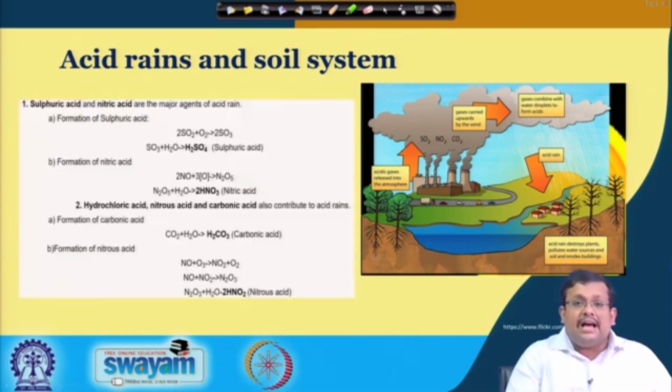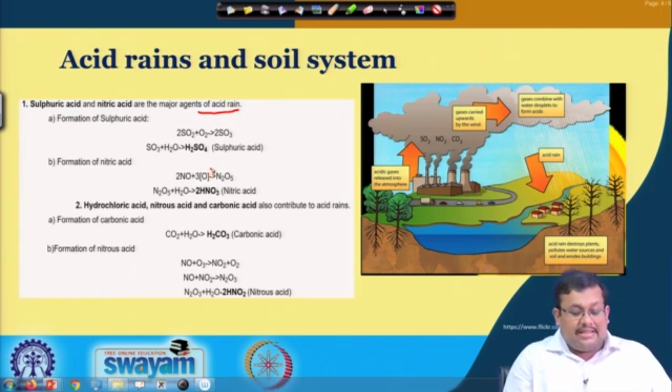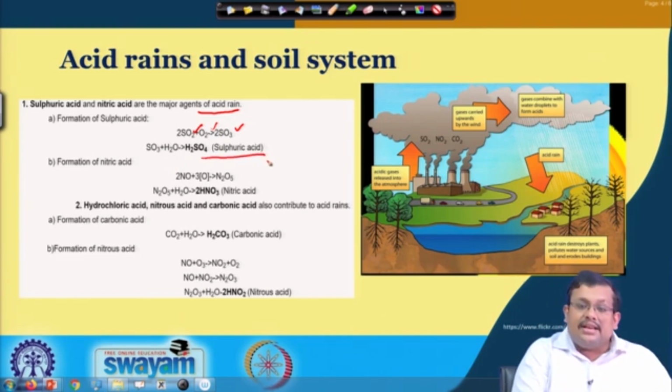These are some of the reactions which are responsible for producing acid rain. Sulfuric acid and nitric acid are the major agents of acid rain. They are strong acids. Let us consider the formation of sulfuric acid. The sulfur dioxide produced by burning fossil fuels, when exhausted, reacts with oxygen to form sulfur trioxide. This sulfur trioxide, when it reacts with water vapor, produces H2SO4, or sulfuric acid.